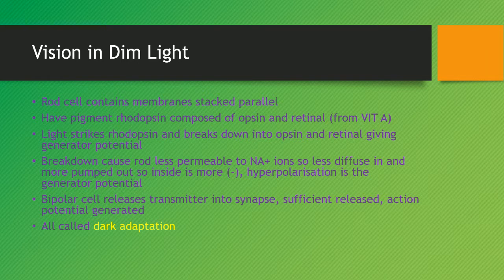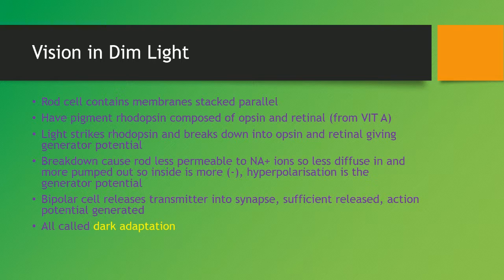So vision in dim light then. Rod cells are what allow you to see in low light, okay? And they contain membranes which are stacked parallel. They have a pigment called rhodopsin, composed of two compounds known as opsin and retinal, which is from vitamin A. When light strikes rhodopsin, it will break down into these products called opsin and retinal, which give the generator potential.